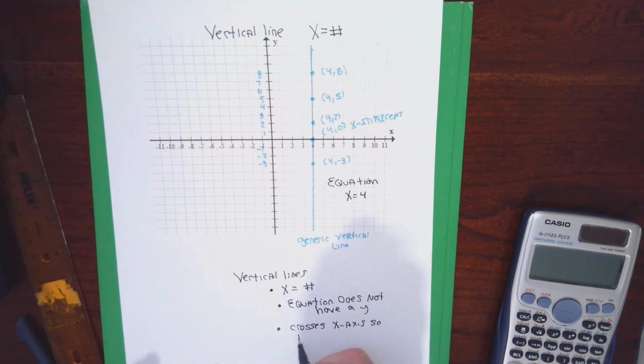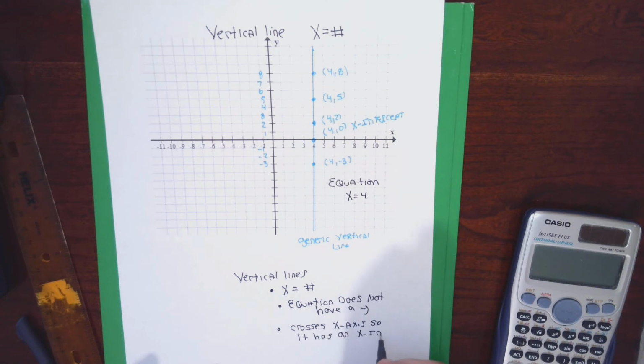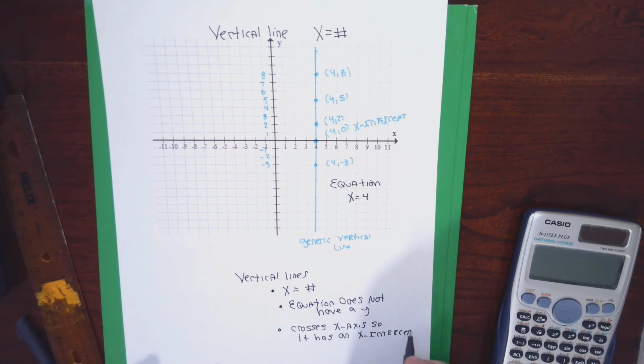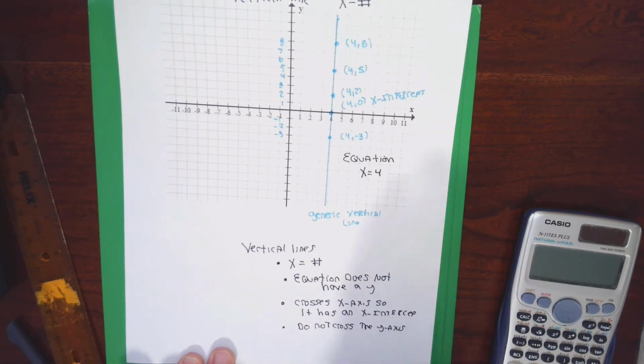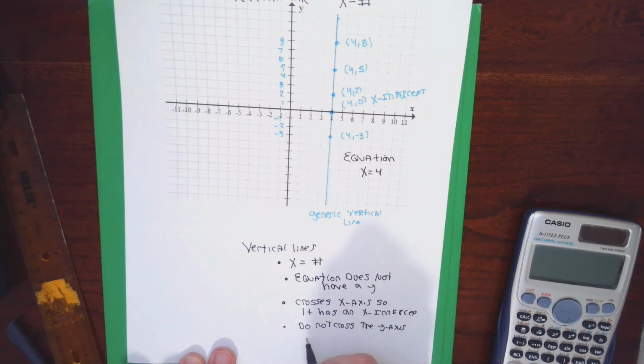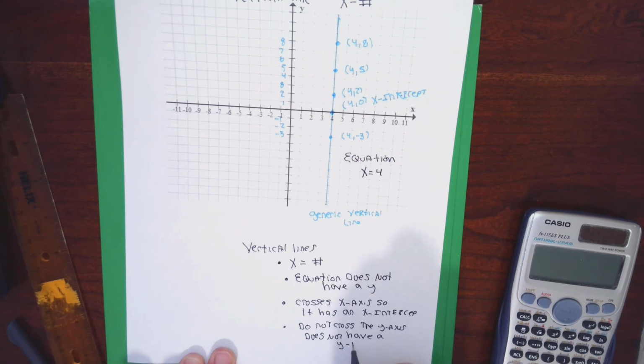So it has an x-intercept, because an x-intercept is where the graph crosses the x-axis. All vertical lines have an x-intercept because all vertical lines cross the x-axis. However, vertical lines do not cross the y-axis, they're parallel to the y-axis. And because they don't cross the y-axis, they do not have a y-intercept. This is going to be the case for every vertical line.